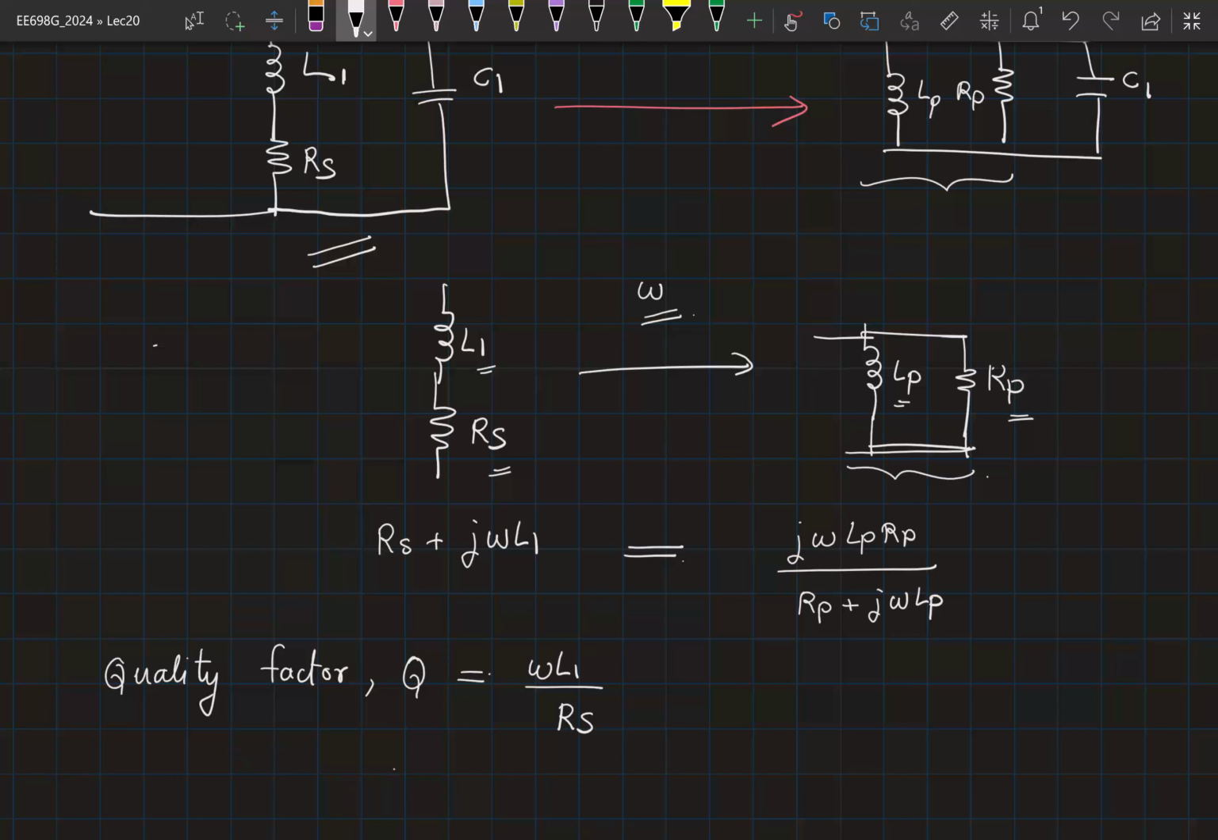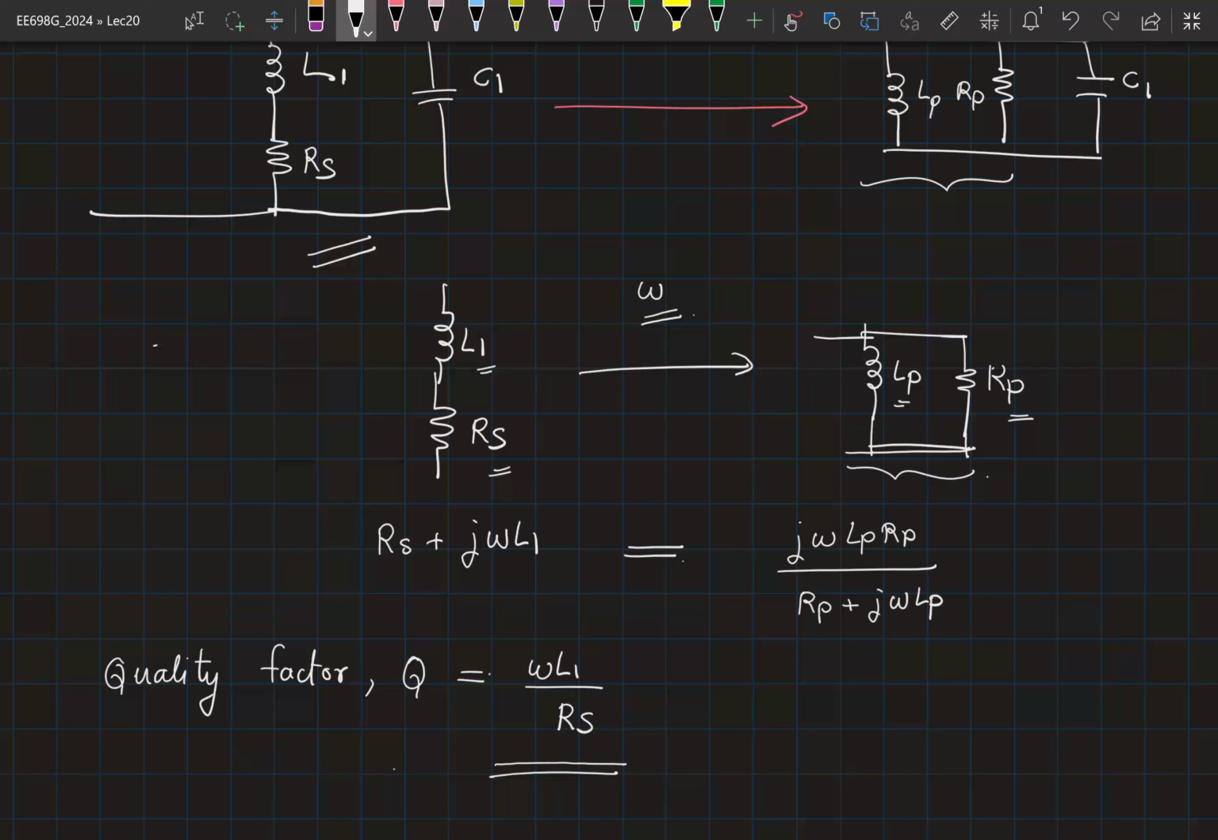There are multiple definitions for quality factor, and it changes with the circuit. I'm looking at L1 in series with RS. The definition is energy stored divided by energy dissipated. So for this circuit, where L1 comes in series with RS, and this is a good result to remember that you'll keep using, Q is simply omega L1 by RS. The numerator is the desired impedance, and the denominator is the undesirable part in that impedance.